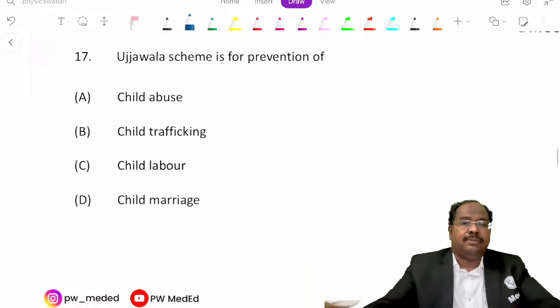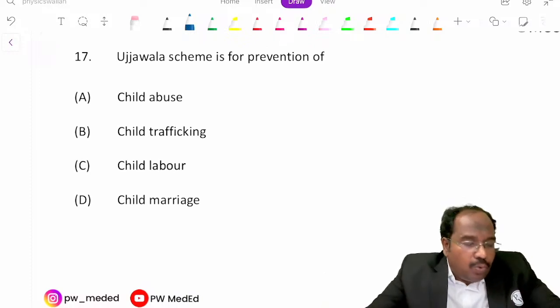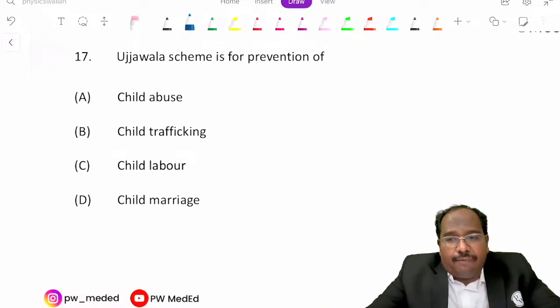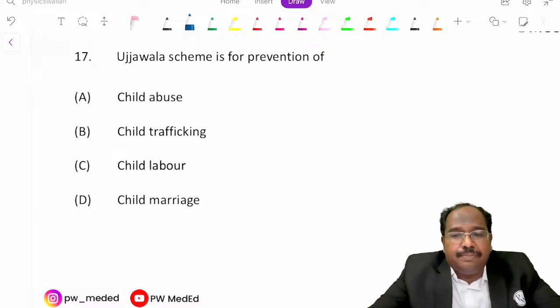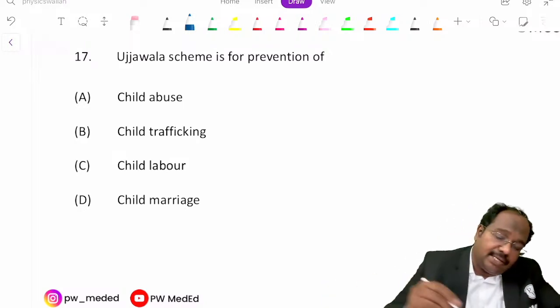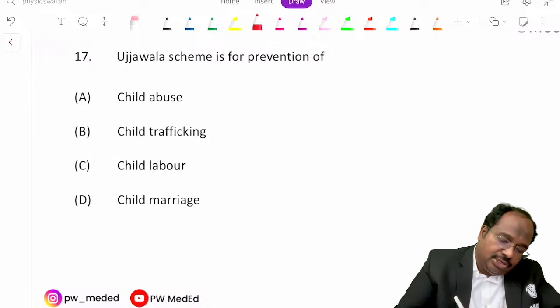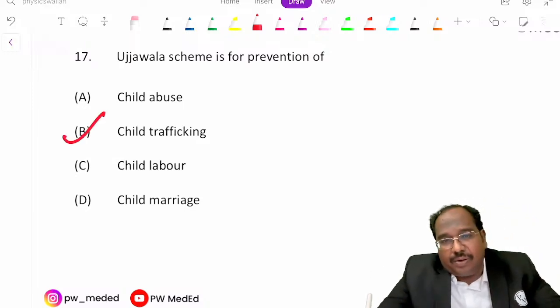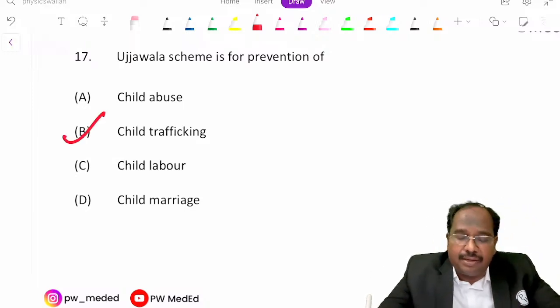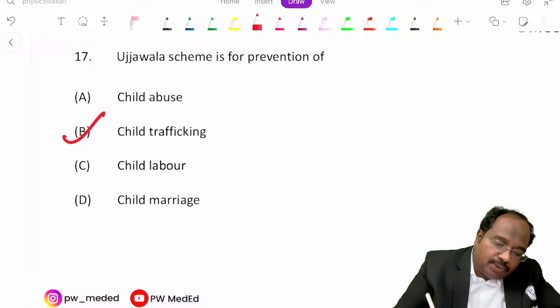Answer this. The Ujjawala scheme is the prevention of what? The answer is child trafficking. So, prevention of child trafficking. What is the next one?